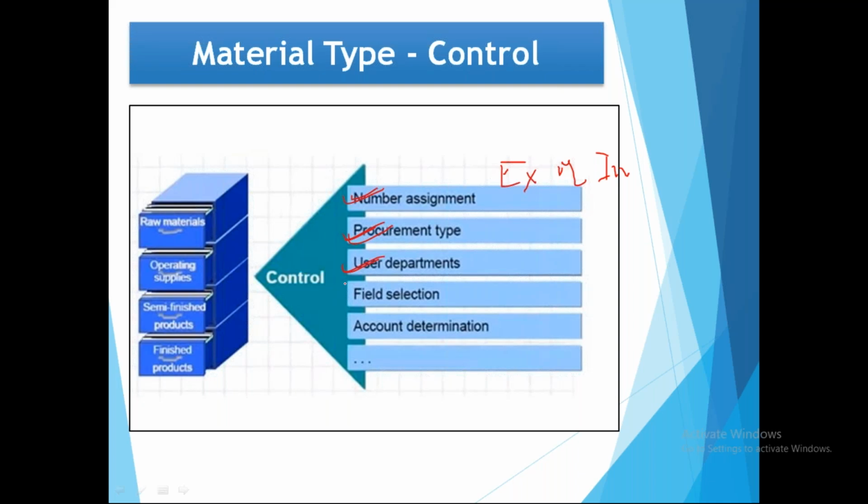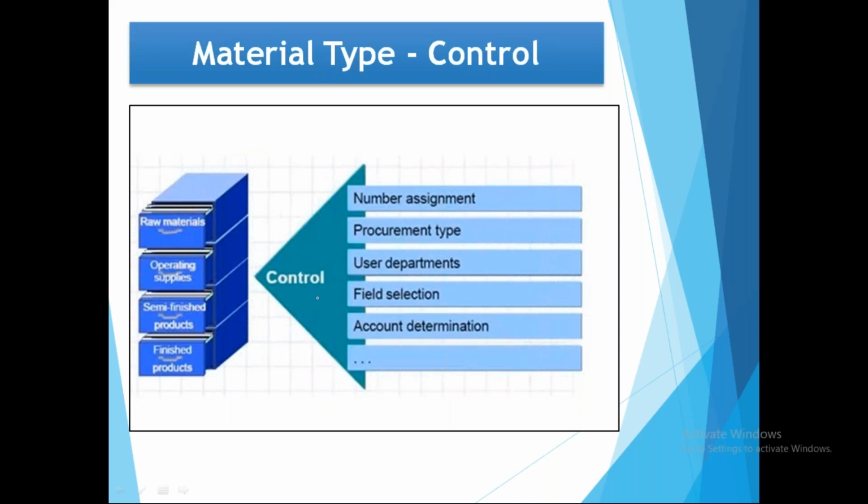If it is a raw material, sales views are not required. Vice versa, if it is a finished product, the purchasing view is not required because you are not going to purchase it, you are only selling it. So material type will control which user departments have to maintain which data, and of course it will also control field selection. That means which field is mandatory, which field is optional, all those things you can control by material type. Another one is account determination. That means when you do any activities or transactions, which accounts have to be posted. That is also controlled by material type. So this is about the controls done by the material type.